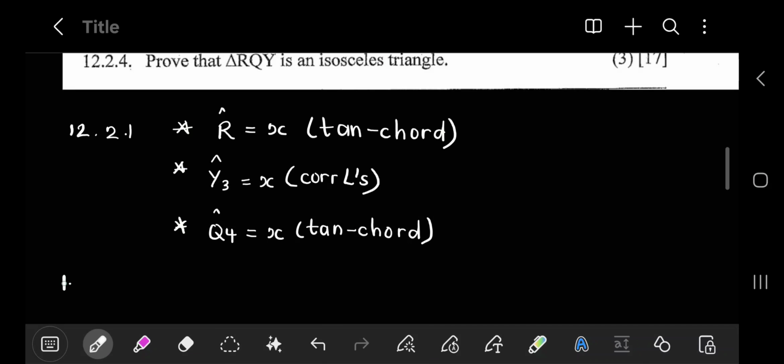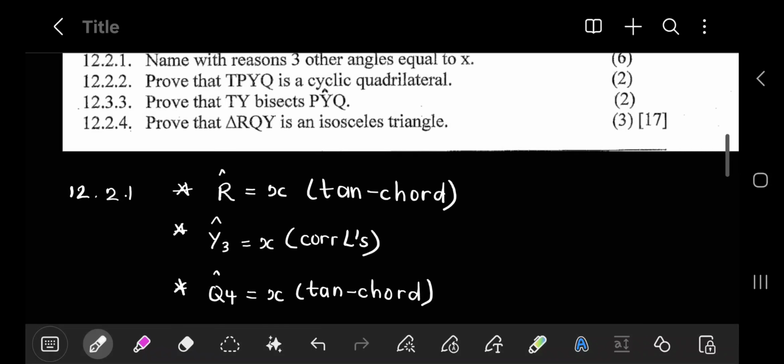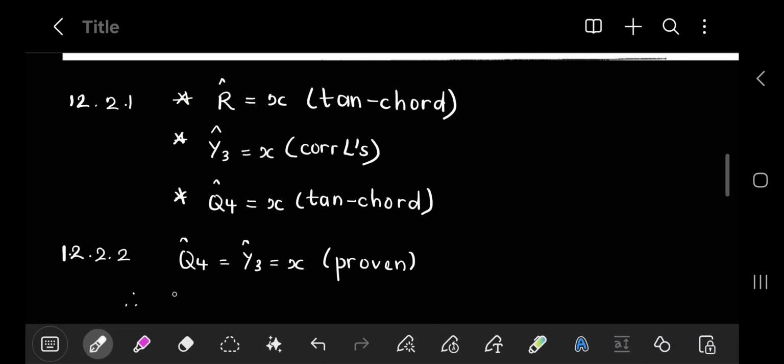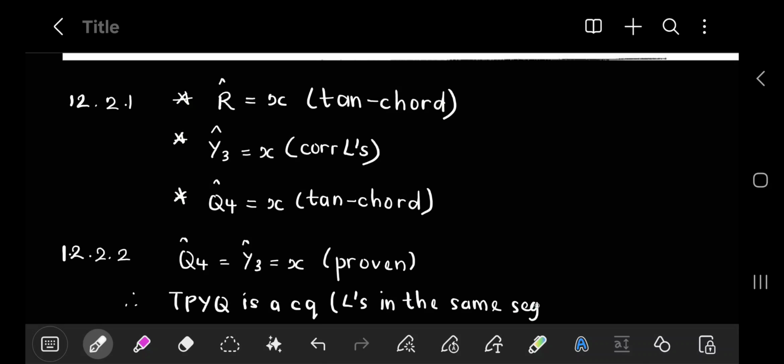So we're going to say angle Q4 is equal to Y3, which is x. Now you can just say proven, okay? You've proven that they're equal to x. But now we're going to conclude and say, therefore, TPYQ is a cyclic quad. And now you write down your reason: we used angles in the same segment.